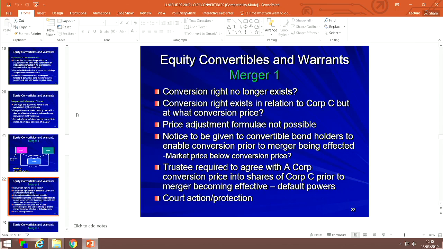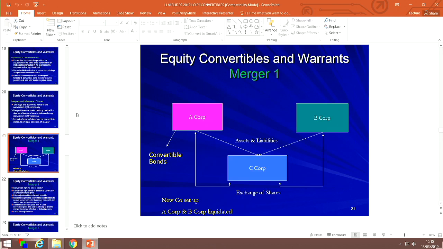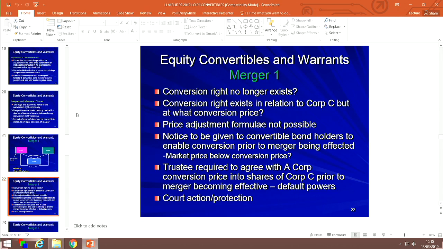Well, one answer is, well, the conversion right no longer exists because you're allowed to convert into the shares of A, and A no longer exists. So answer one, conversion right destroyed, doesn't exist anymore. Alternatively, depending on the applicable law, the conversion right may exist, but in relation to the shares of C Corporation, the successor corporation. But then the problem is convertible bondholders have no idea at what price they can convert into the shares of C, because the strike price, if you remember, would have been computed, calculated by reference to the share price of A Corporation, not C.